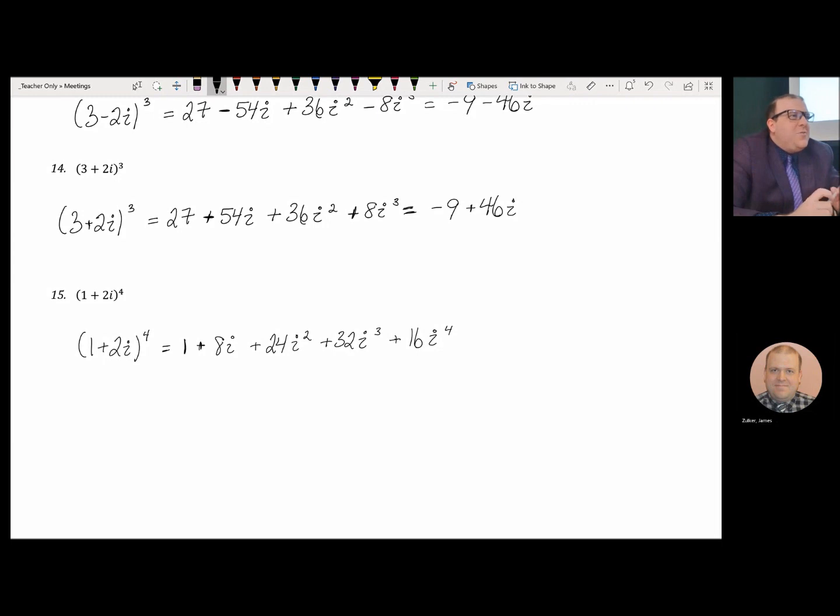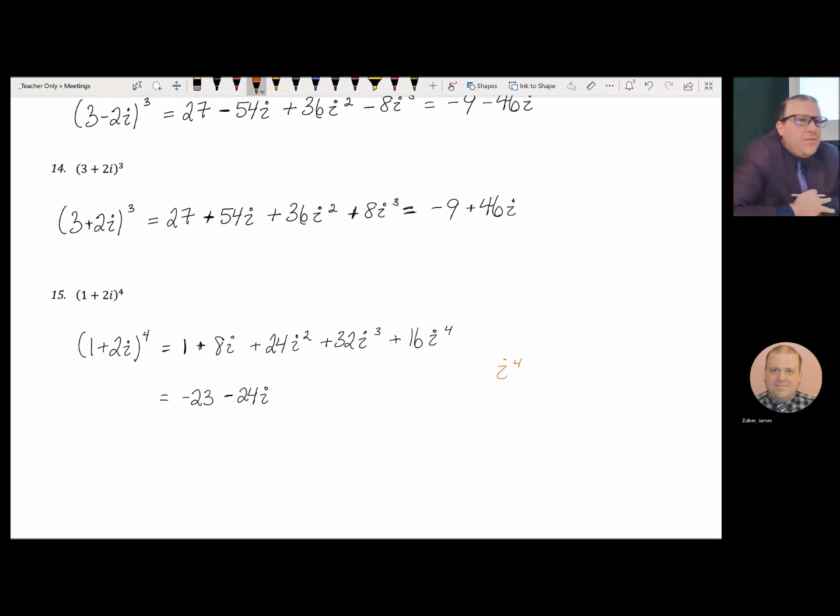We'll deal with that 16i to the 4th separately right now. 24i squared is minus 24, right? 1 minus 24, negative 23. Then we have 8i minus 32i, which is negative 24i. Now we have to deal with that 16i to the 4th. Let me actually do that separately, right here or something.